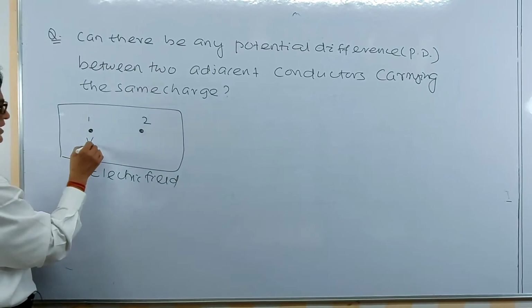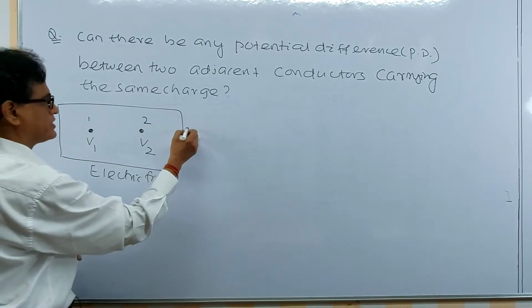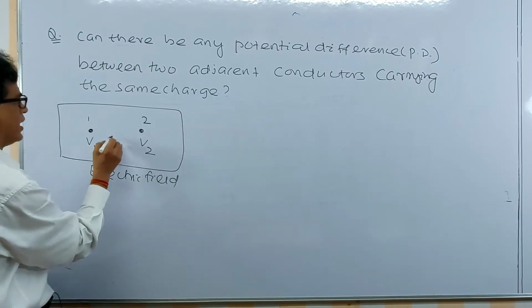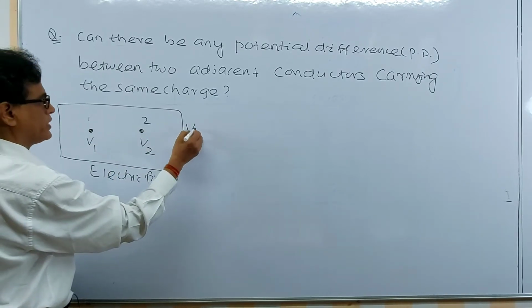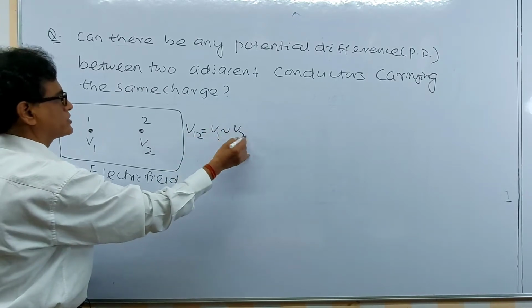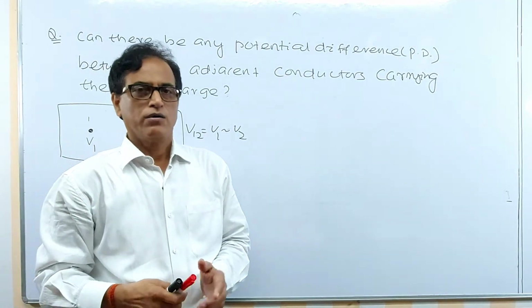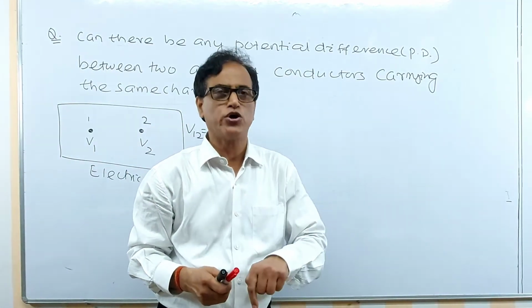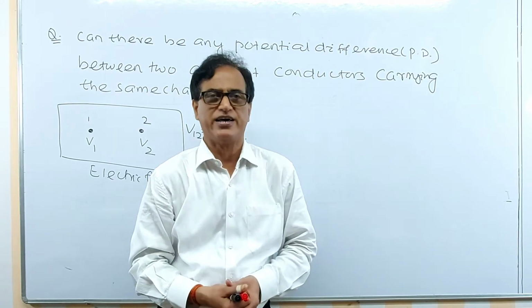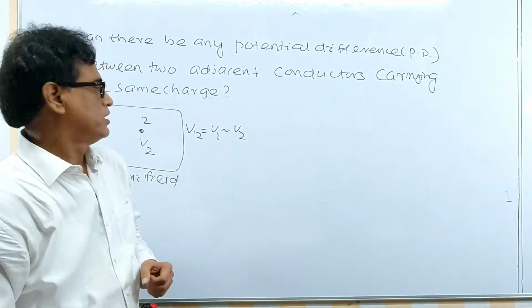Now if the potential here is V1 and the potential there is V2, and you are telling the potential difference between V1 and V2, you are not writing minus, because it is higher potential minus lower potential, and I do not know which potential is higher. Potential means strength inside the electric field.